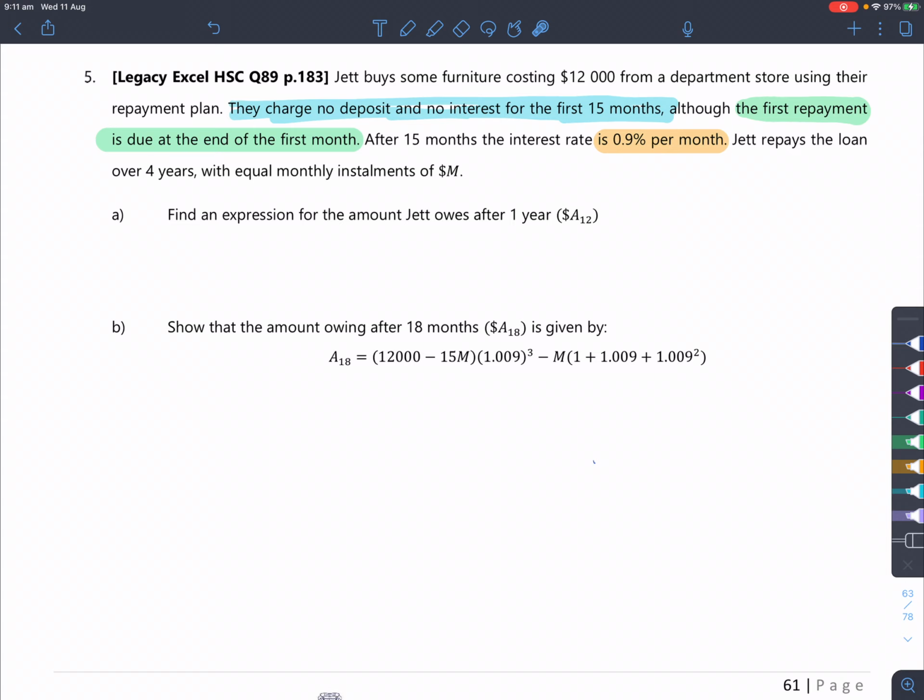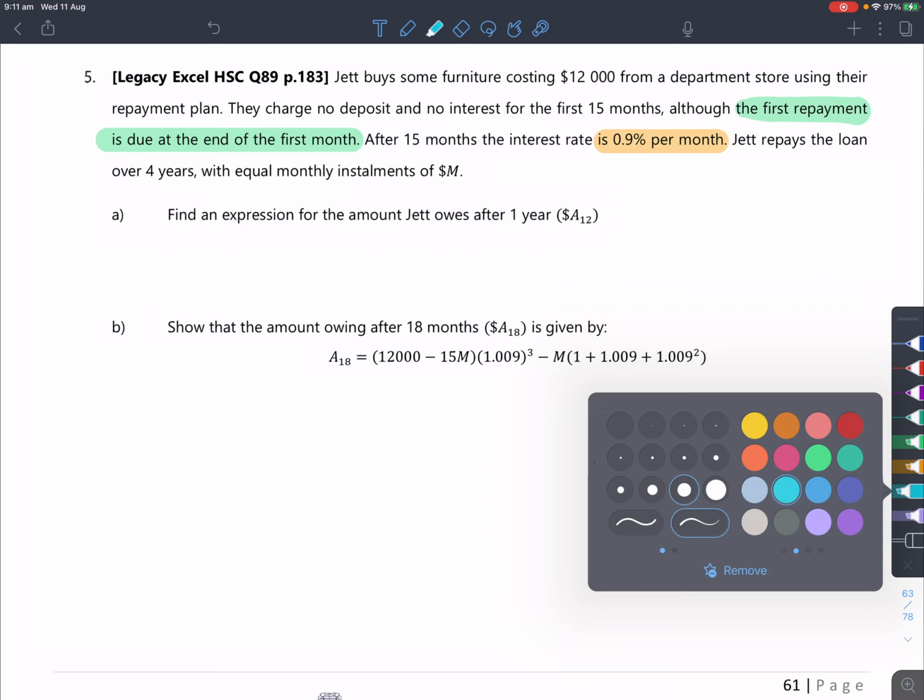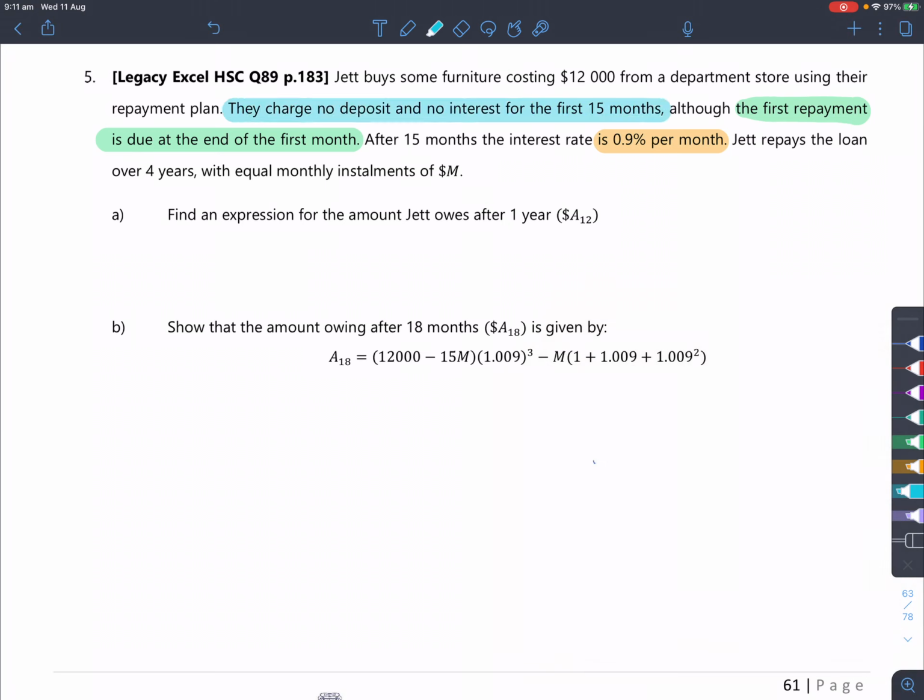Now, what sets this question apart from other questions is this part. I don't like the way I highlighted that, so I'm just going to change that, sorry. So over here, they charge no deposit and no interest for the first 15 months. The question is asking, find an expression for the amount Jet owes after 1 year, so the first 12 months basically. So if I do A1, that simply means that I've borrowed $12,000, and there is no interest applied for the first 15 months.